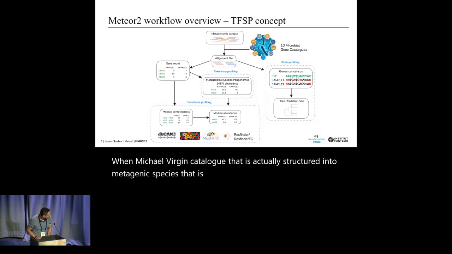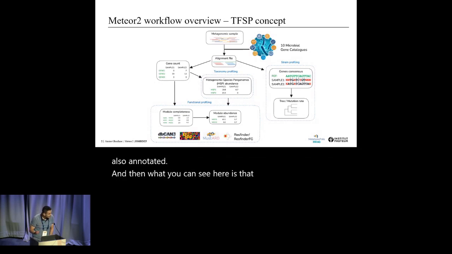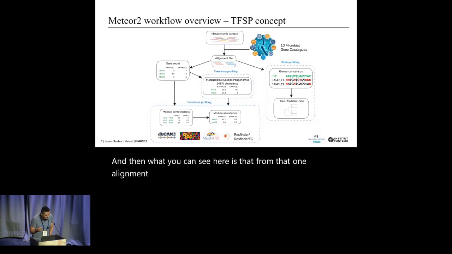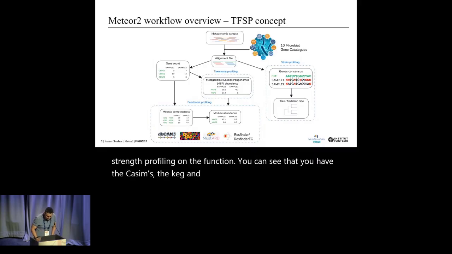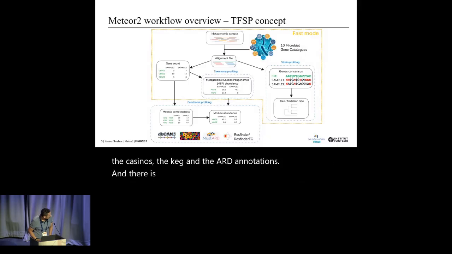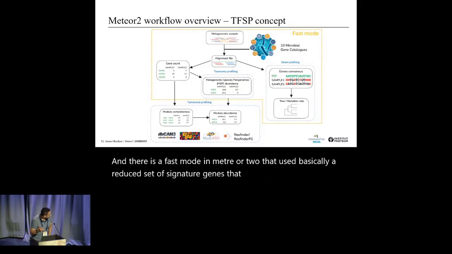And then what you can see here is that from that one alignment file, we can get what I named the TFSP concept: from one you get the taxonomy, the functional, and the strain profiling. On the functional side, you have the CAZymes, the KEGG, and the ARD annotations. And there is a fast mode in Meteor2 that uses a reduced set of signature genes that allows to perform the taxonomy and the strain profiling.